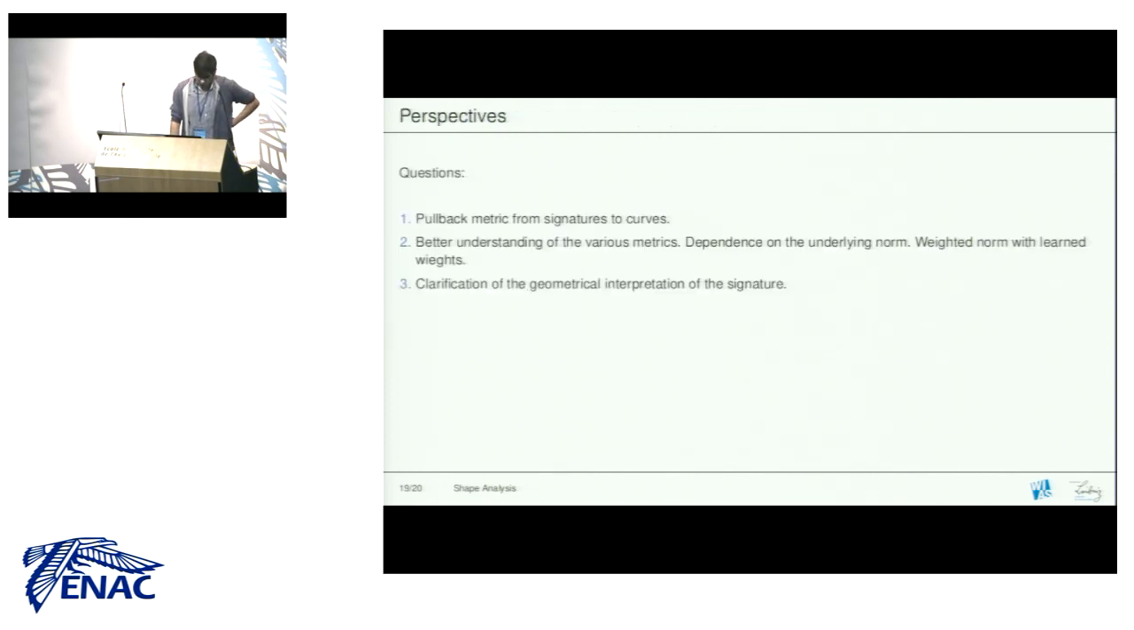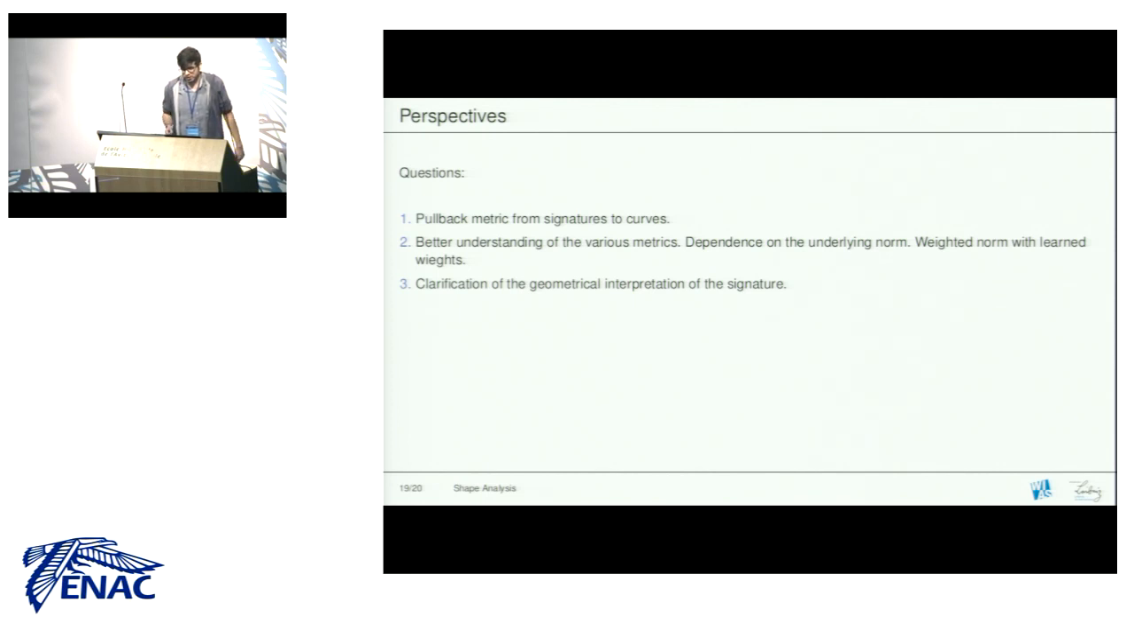So, questions, just to finish. How do you pull back this metric you put on signatures to the shapes? This is what I was showing you before. You have multiple choices of metrics that you can use to compare these features, and what does this mean for curves, for example, is one thing. Again, you have various choices of norms that you can use to compare these feature sets that you compute out of your paths, and they depend on the underlying norm.